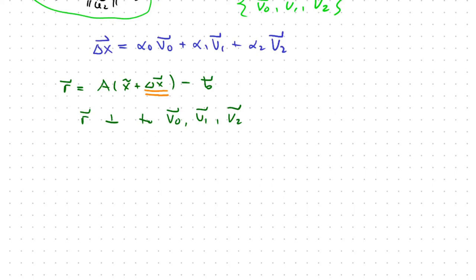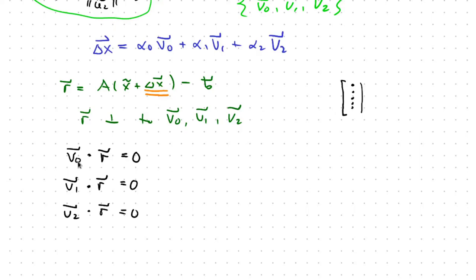So if you recall from the thing on least squares, what do we do? Suppose I've got some vector here I want to be orthogonal to this. What does that mean? That means if I take V0 dotted with R, that has to be 0. If I take V1 dotted with R, that has to be 0. If I take V2 dotted with R, that's 0. What kind of vectors are these? These, I'm assuming, are column vectors.